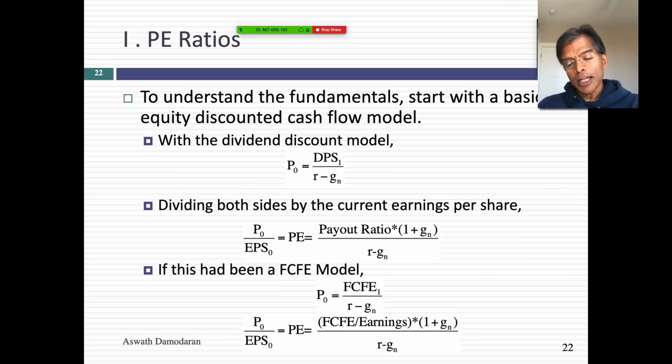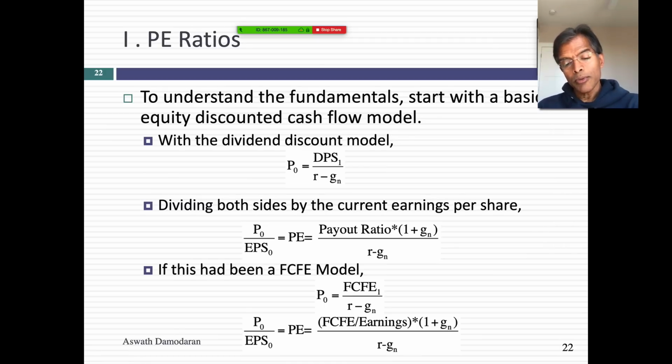And you can already see the dynamics, right? Holding all else constant, if I increase G, my PE will go up. Higher growth companies should have higher PE ratios. Holding all else constant, if I increase R, the cost of equity, my PE ratio should go down. Higher risk companies should have lower PE ratios. And holding all else constant, keeping growth especially constant, if I can pay out more, in other words, I'm earning a higher return on equity, I should have a higher PE ratio.